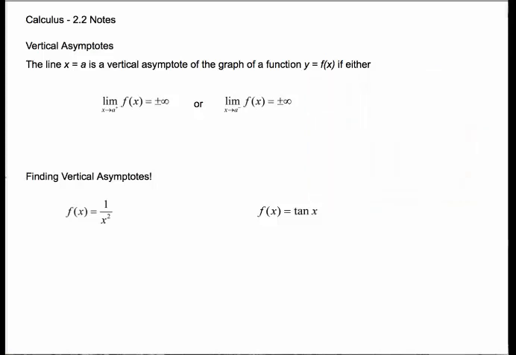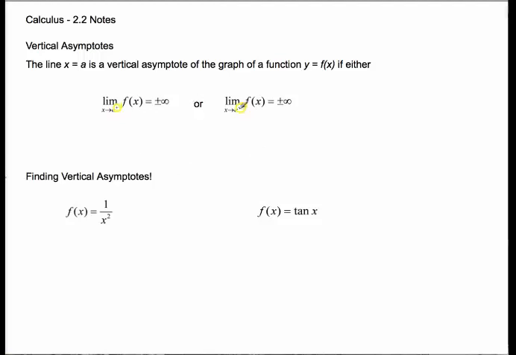So we're going to define a vertical asymptote to be the line x equals a is a vertical asymptote of the graph of a function y equals f of x if either of these two limits exist. And so we've got both of these limits here written for us. Notice that this guy is going to come from the positive side of the number line. This guy is going to come from the negative side of the number line. And so that's kind of what we're looking for.